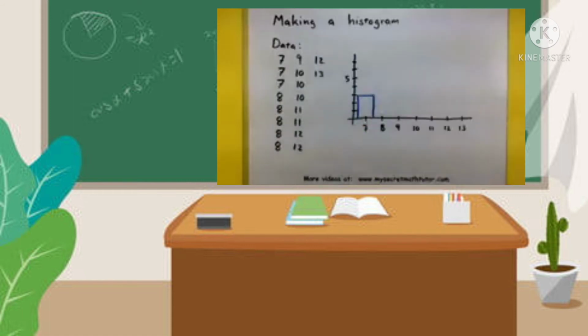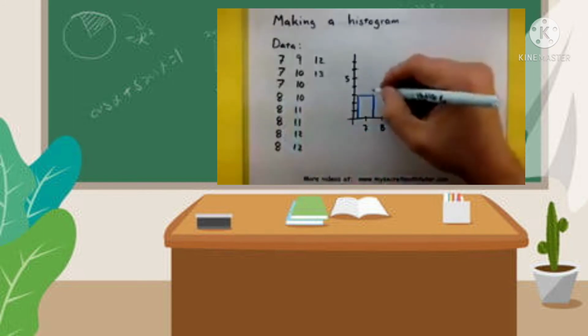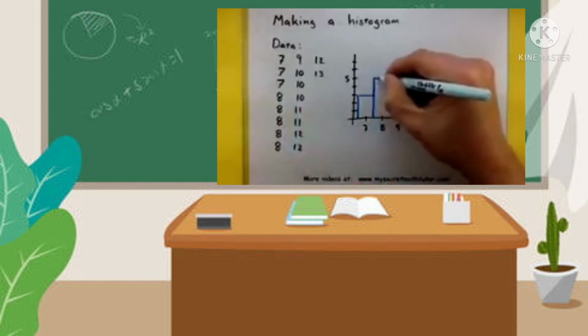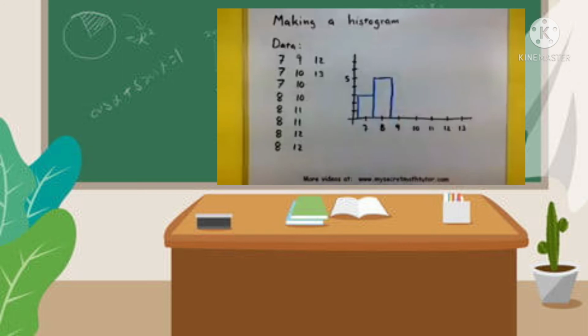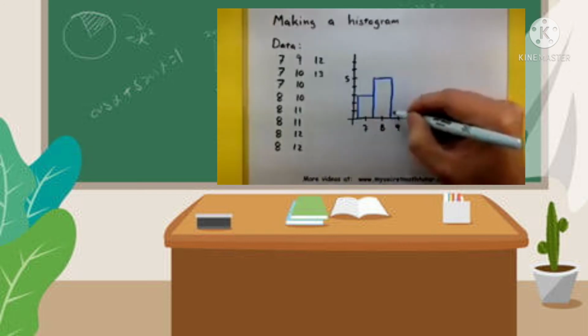Just like that. When I get to my 8 category, I count up how many of them I have. 1, 2, 3, 4, 5. And I make a bar that goes up to 5. And you can see how this process plays out for all the rest of the numbers.